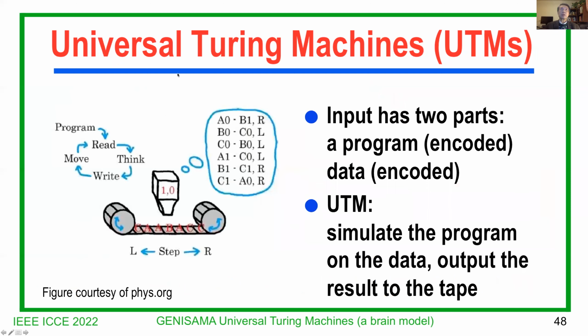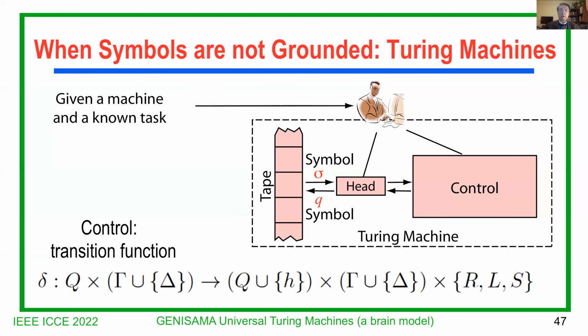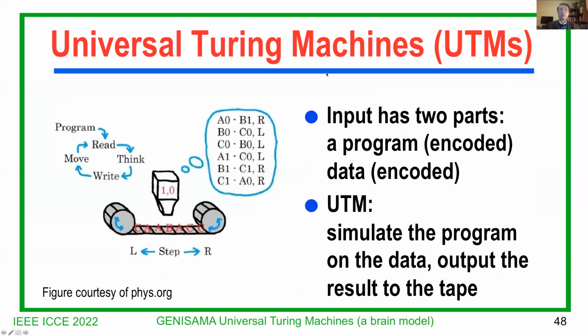And here we talk about the universal Turing machine. The Turing machine we had over here is special purpose, for a particular task. What is great about a universal Turing machine is that you still have a program. That program will simulate something on the tape, but the tape is not just the input, it has two parts. The input is a program, encoded, and the data, also encoded. The program is like that, okay?